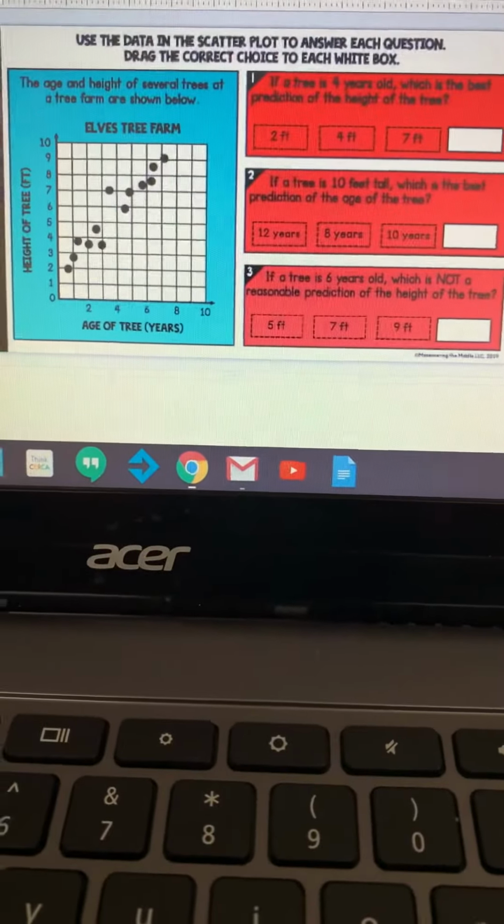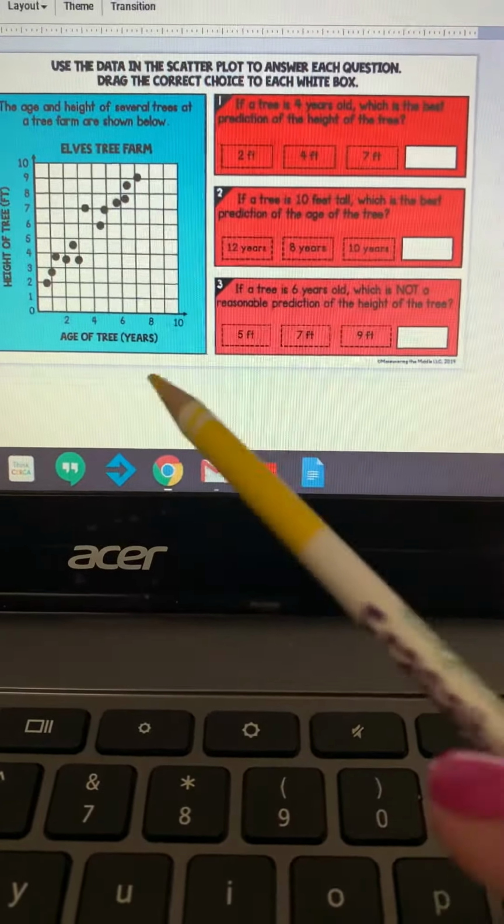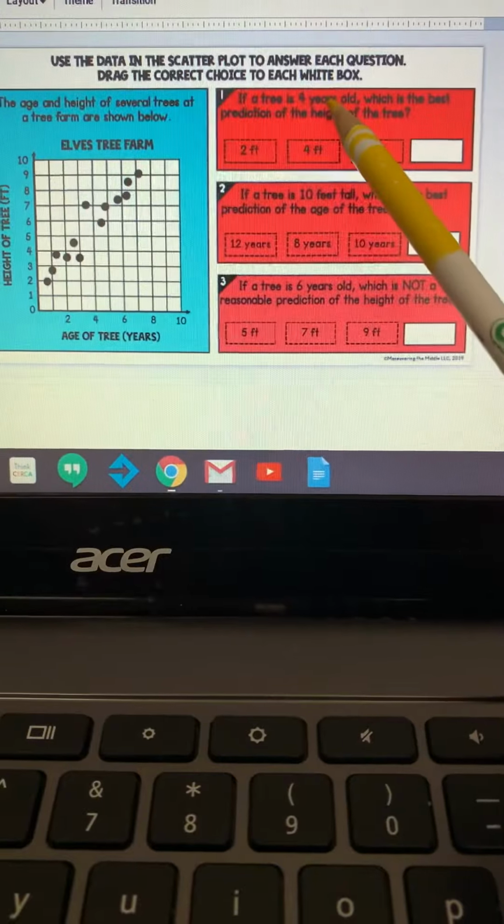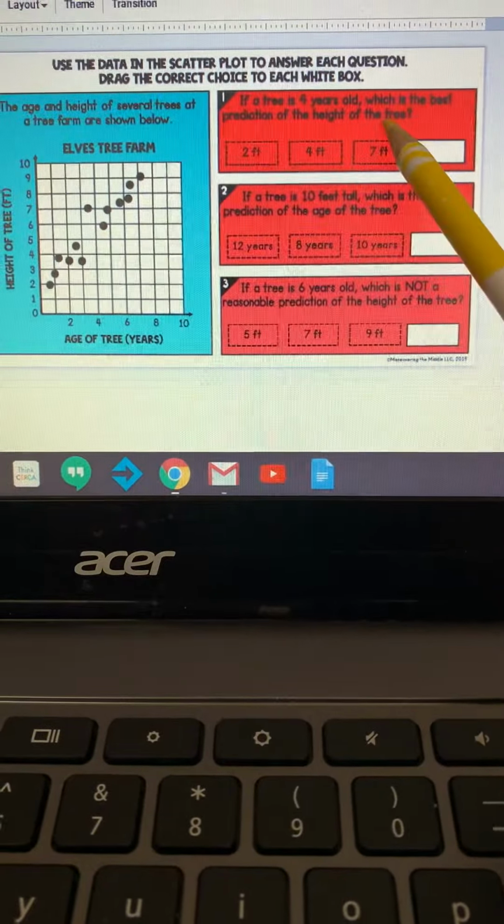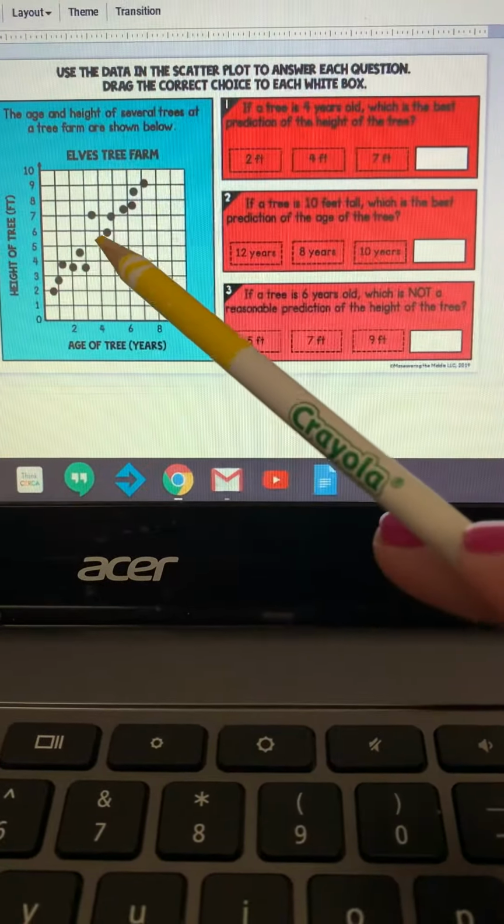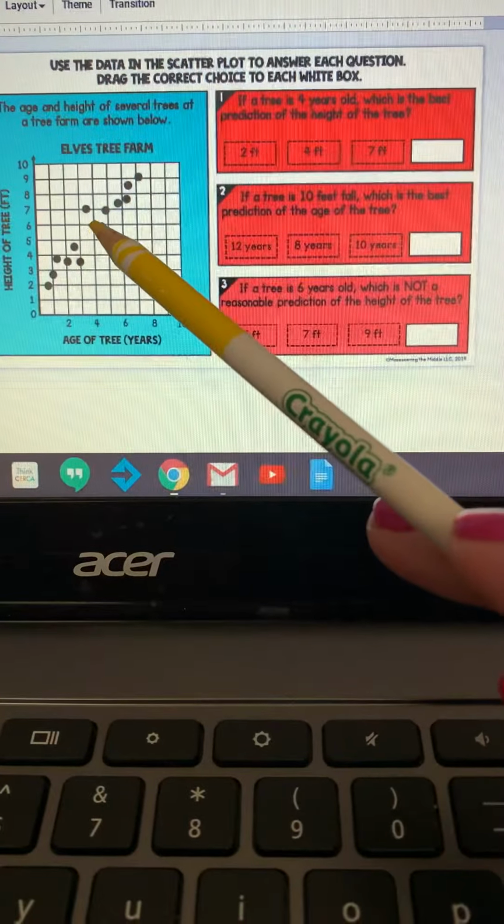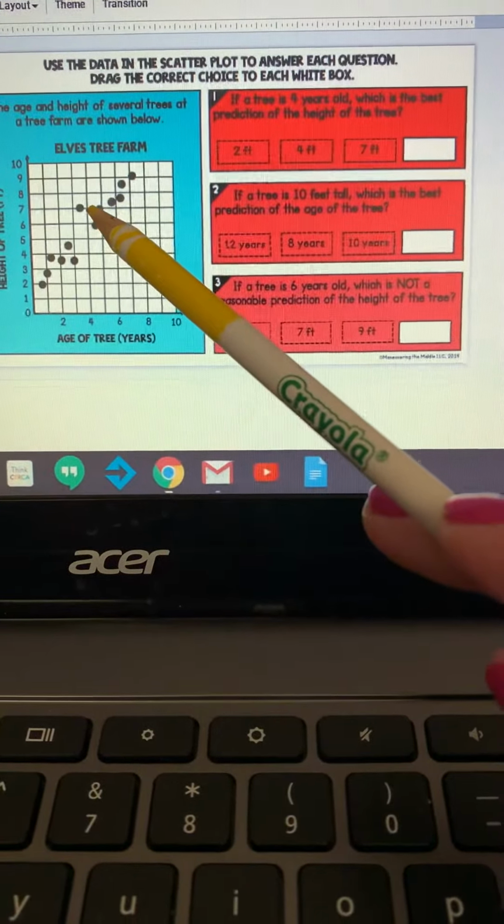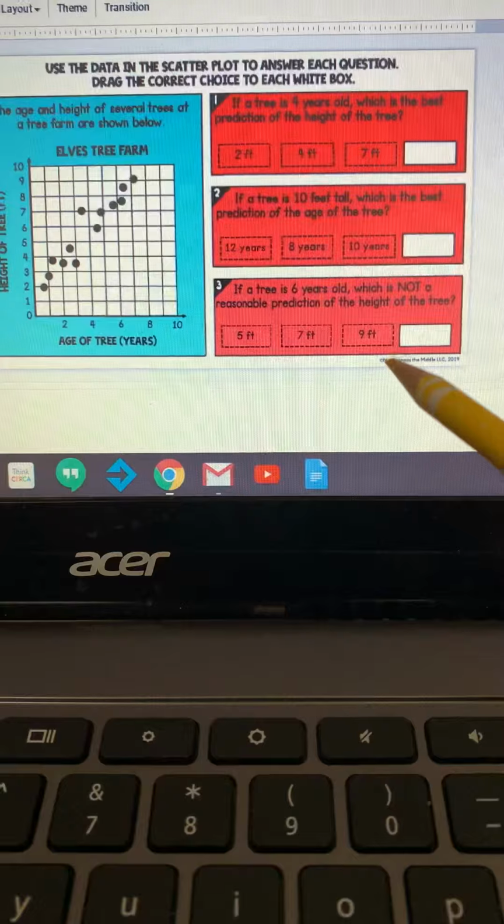On the next one, we're just going to use the graph to estimate some things. So it says if a tree is 4 years old, which is the best prediction of the height. So go to 4 and go up. I would put it probably right around the 6 range, or maybe even up to 7. So I'd say 7 is your best choice.